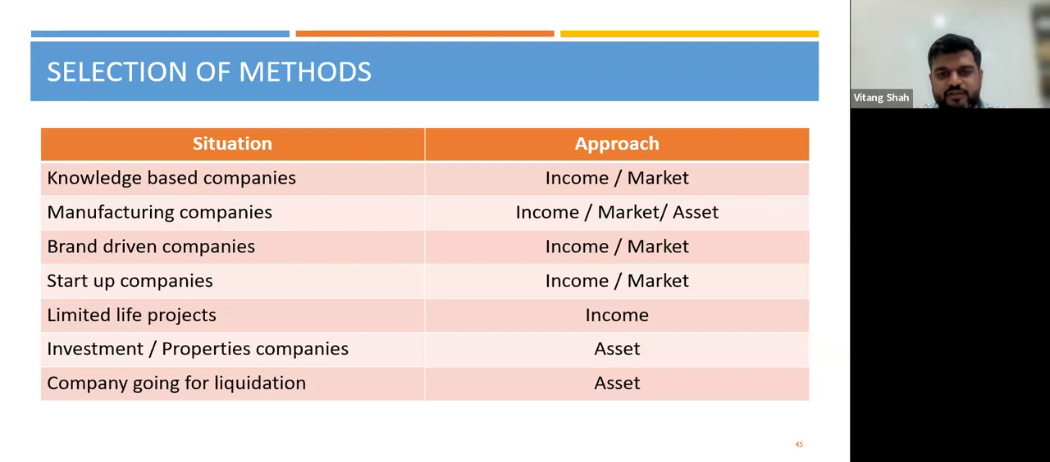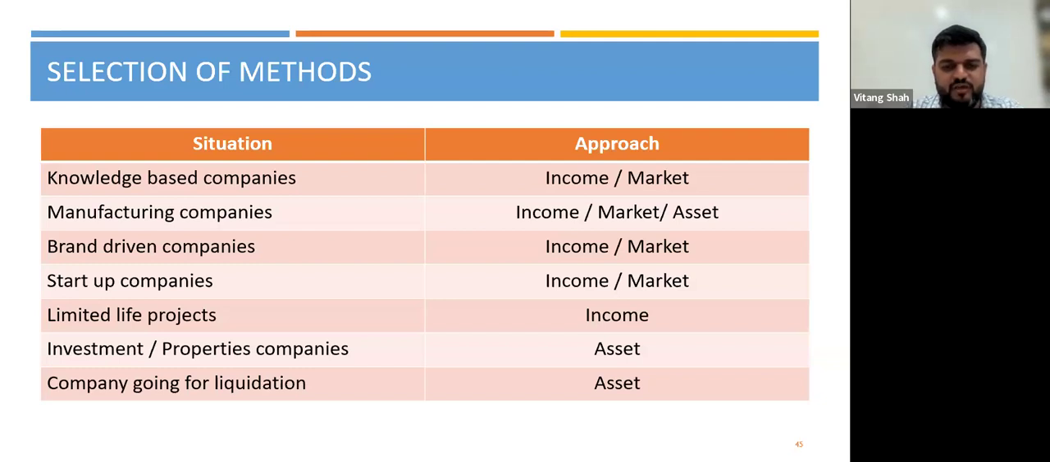For manufacturing companies, you can use a combination of the income which the company could earn, and the market price or comparable transactions at which the stocks generally trade. You may also give a certain weight to the asset approach, because for manufacturing companies, you need to invest a lot in capacity building for the infrastructure. For brand-driven companies and startup companies, you can use a combination of income and market approach. Again, for such companies, the asset approach may have little relevance.